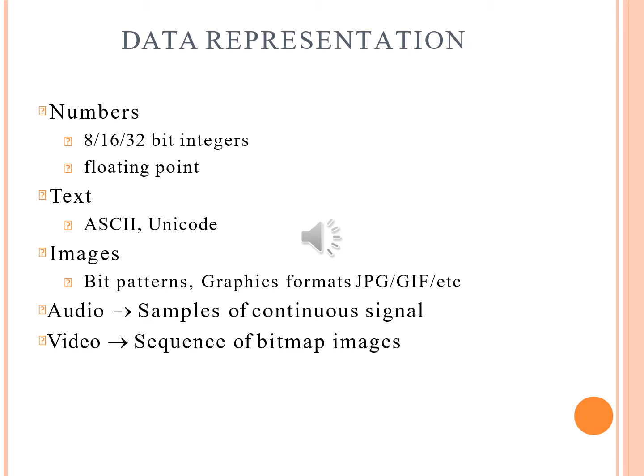We have audio, samples of a continuous signal. If we are talking about audio, there is a continuous flow between them. It means there is no pause, and that particular audio would travel as per the order specified for it, right? And we have video, the very important thing, a sequence of bitmap images. It means the direction and movement would be as per what is happening within the video, right?